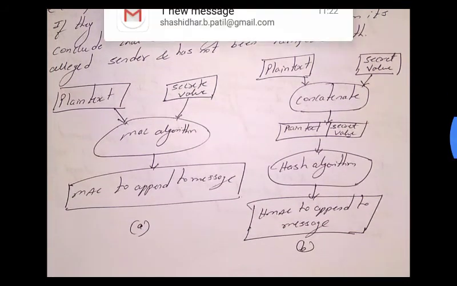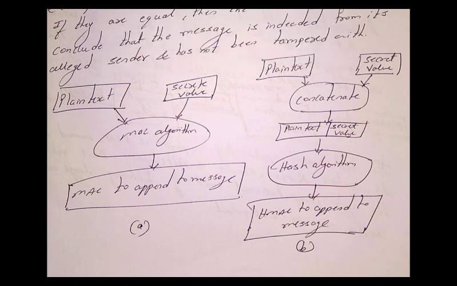Now we are going to see how exactly this process works. Say, for example, the sender has the plain text. He uses a secret value as an input to one of the MAC algorithms, that is, a message authentication code, also called a message digest. Is it clear? Message digest. After that he generates the message digest, and this message digest is appended to the message. You attach the output of this MAC algorithm, the message digest or message authentication code, at the end of the message which you want to send.